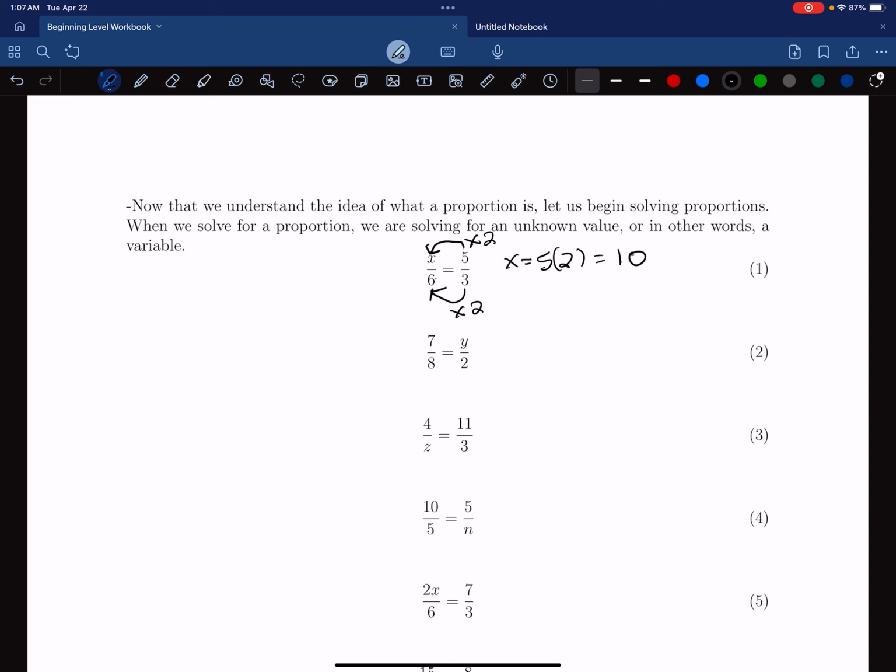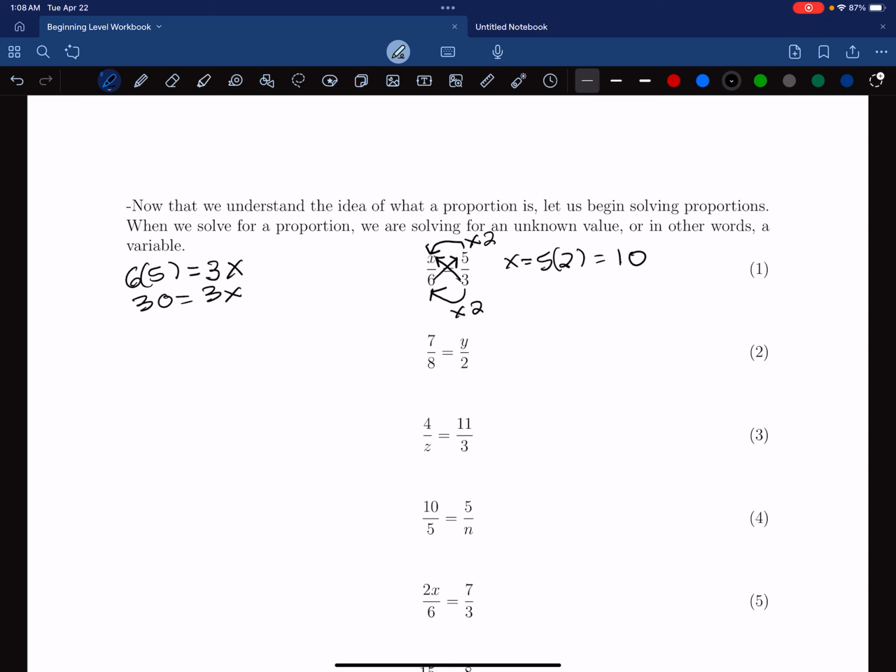Because what we're going to do here to solve for x is we're going to do something called cross multiplication. So we're going to take this 6 and this 5 and multiply them. So 6 times 5. And then we're going to set that equal to 3 times x, or 3x. And then from here, we're going to solve for x. So we're going to do 6 times 5, which is 30. We're going to set that equal to 3x.